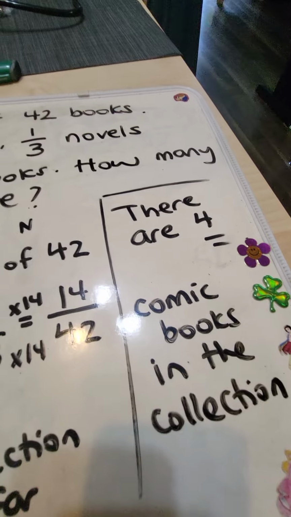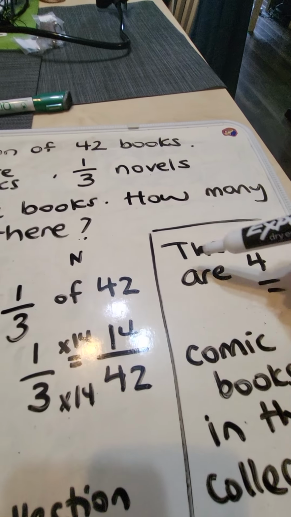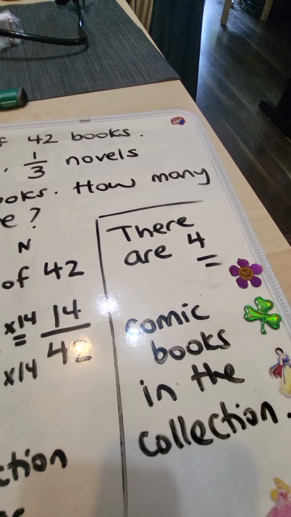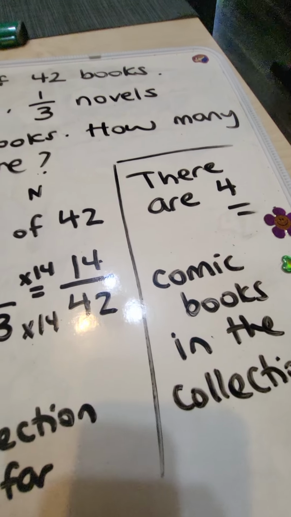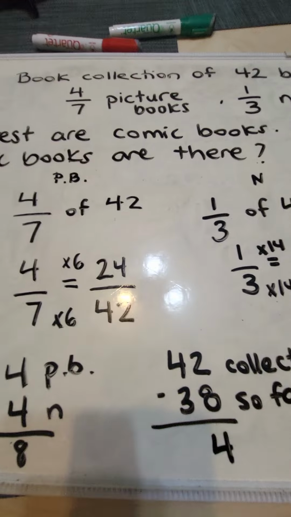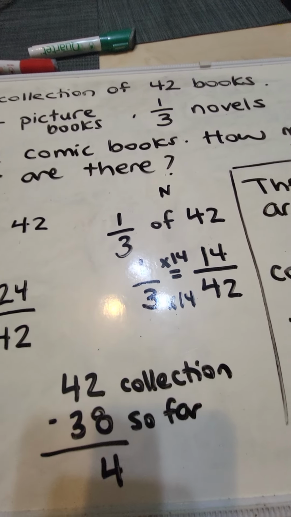That's it. If it said, what is the fraction represented by the comic books? Then you say the fraction represented by the comic books are 4 out of 42. So just be careful with the wording of the question to help you out. There's a quick little word problem dealing with equivalent fractions. And there's other ways to do this, of course, but that is as basic as it comes.